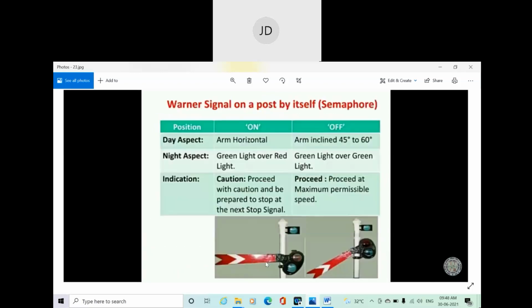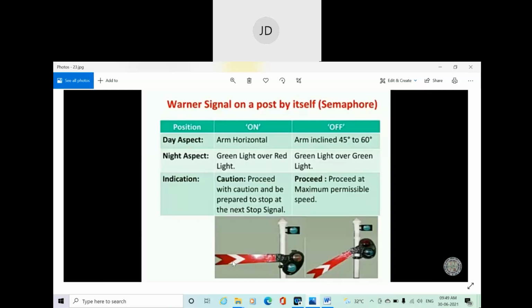You can see here. This is your warner signal. If you remember, in the case of a stop signal, this edge is completely smooth, a horizontal line. In the case of a warner signal, it is a fish tail. That means it looks like a fish tail, and that's why it's called a fish tail. A triangular cutting is provided here. Just looking at the structure, at the fish tail, you will understand it is a warner signal. Also, the white strip is given in the same fish tail design.